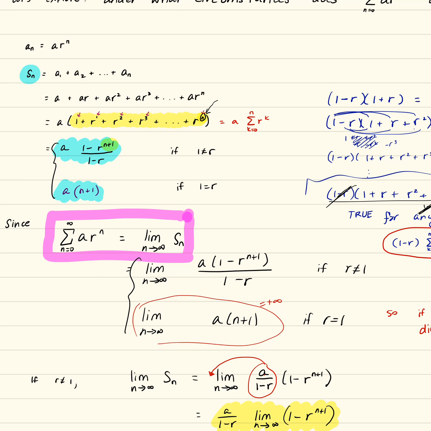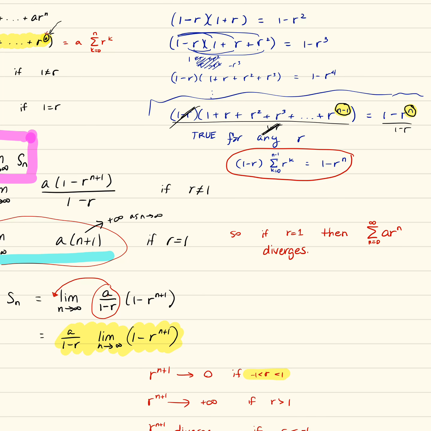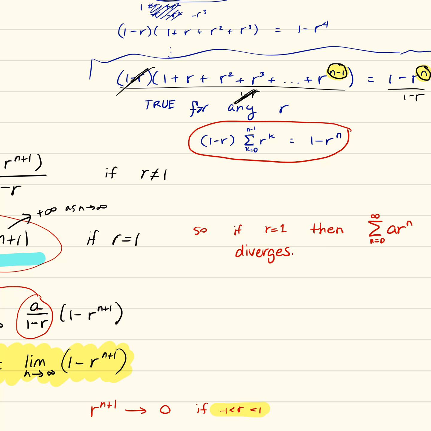If r equals 1, then we're looking at the limit as n goes to infinity of a times n plus 1. For a times n plus 1, the n plus 1 is going to approach plus infinity as n goes to infinity, right? So if r is equal to 1, then our series diverges. So you see that?